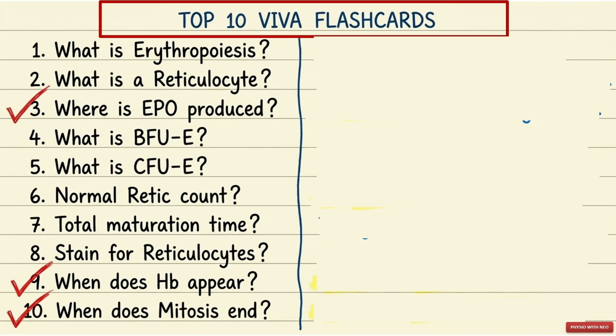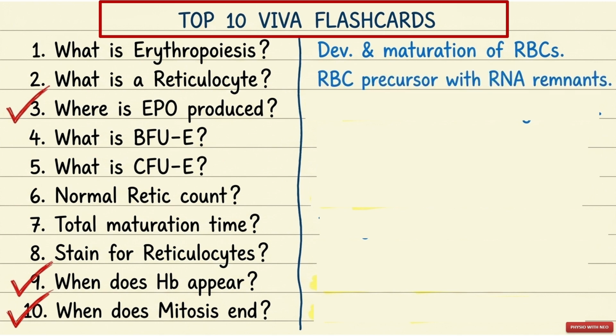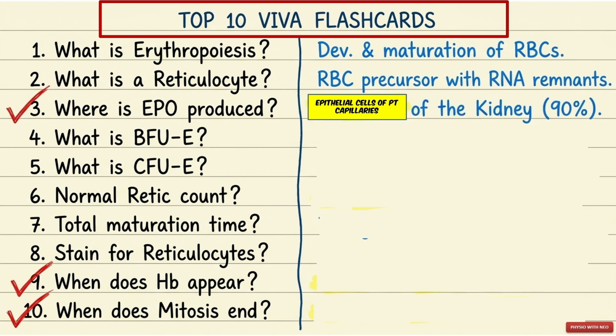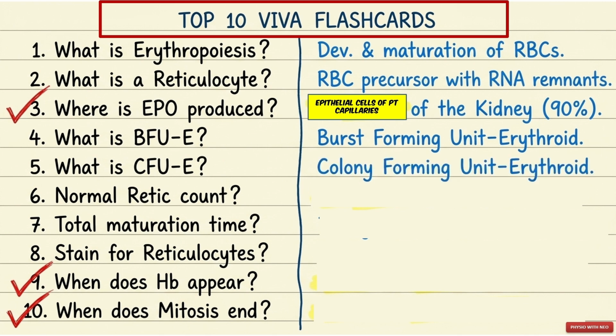Since you have stayed till the end of this video, I will give you 10 viva questions. What is erythropoiesis? It is development and maturation of RBC. What is a reticulocyte? These are the RBC precursors with RNA remnant. Where is erythropoietin produced? It is produced in the epithelial cells of the peritubular capillaries of the kidney. What is BFU-E? It is burst forming unit erythroid. What is CFU-E? It is colony forming unit erythroid.